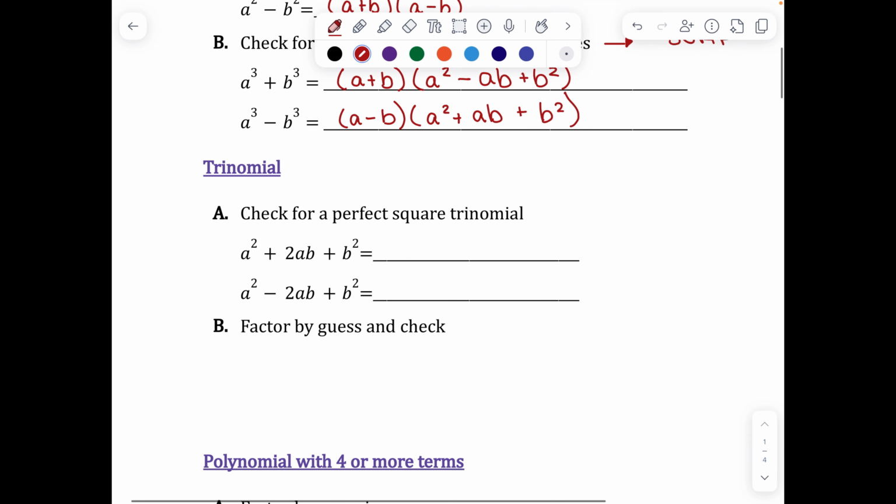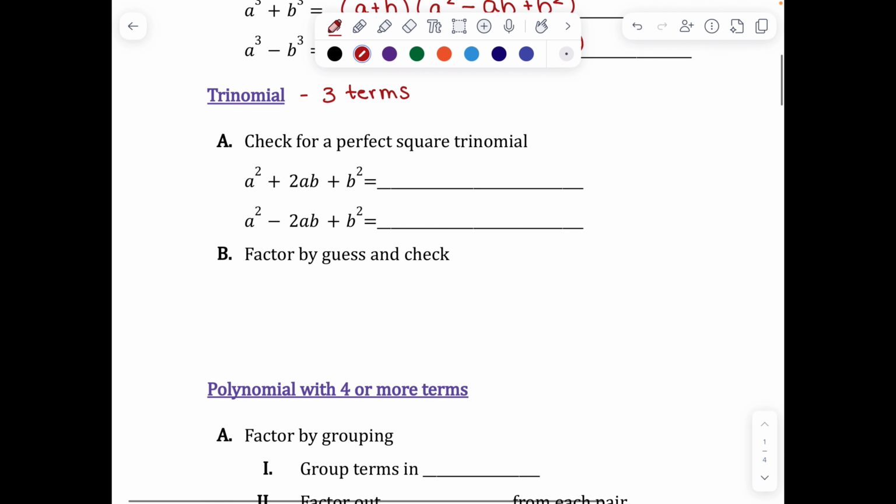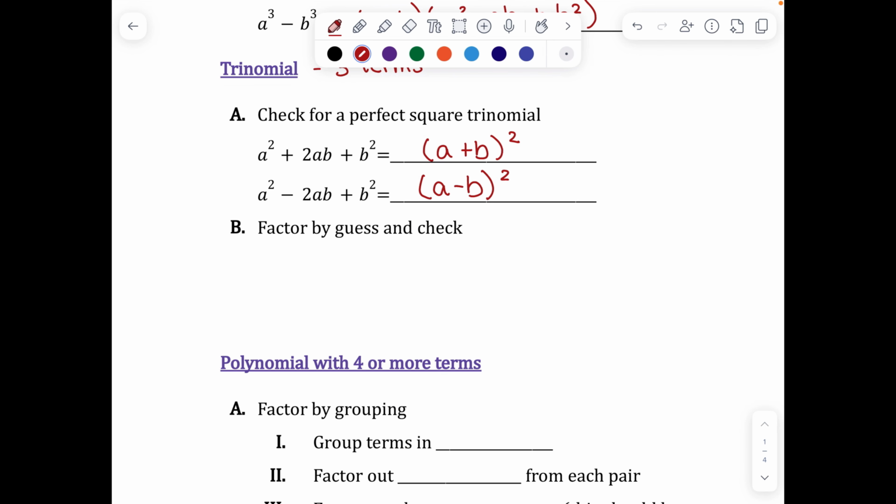If it's a trinomial, so remember that's three terms, we're going to check to see if it's a perfect square trinomial. So that is your a squared plus 2ab plus b squared, or a squared minus 2ab plus b squared. And either way, that would factor into either a plus b squared or a minus b squared. So if it's not a perfect square trinomial, then we're just going to factor by guessing and checking.